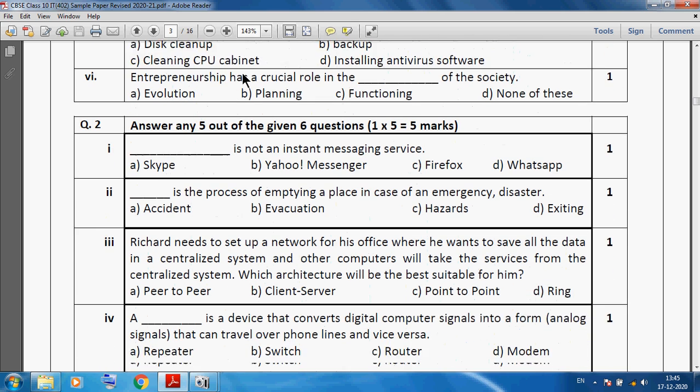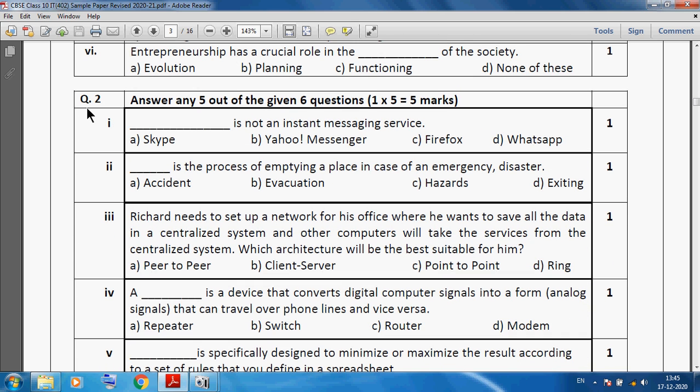Okay students, now question 2: answer any 5 out of the given 6 questions. Okay, 5 marks question. Which is not an instant messaging service: Skype, Yahoo Messenger, Firefox, WhatsApp. You will select the correct answer. What is the process of emptying a place in case of emergency or disaster? Accident, evacuation, hazards, and exciting.